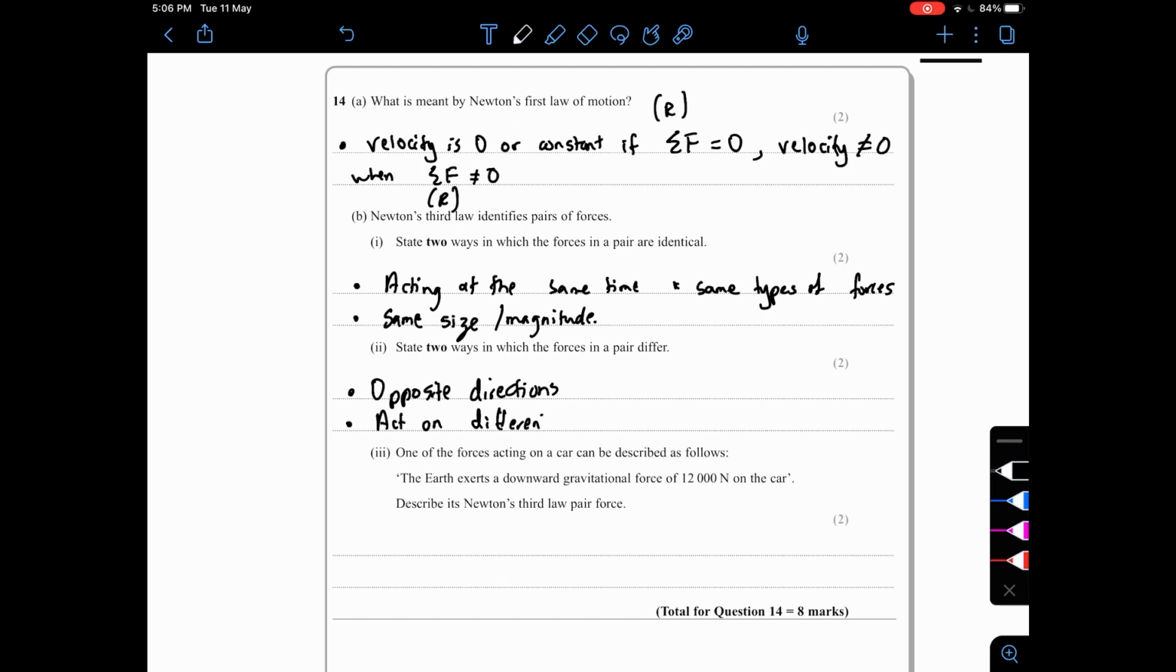Now this will come in handy when we do part III. So the question says, one of the forces acting on the car is being described below. The earth exerts a downward gravitational force of 2000 newtons on the car. Now we want to know its Newton's third law pair force.